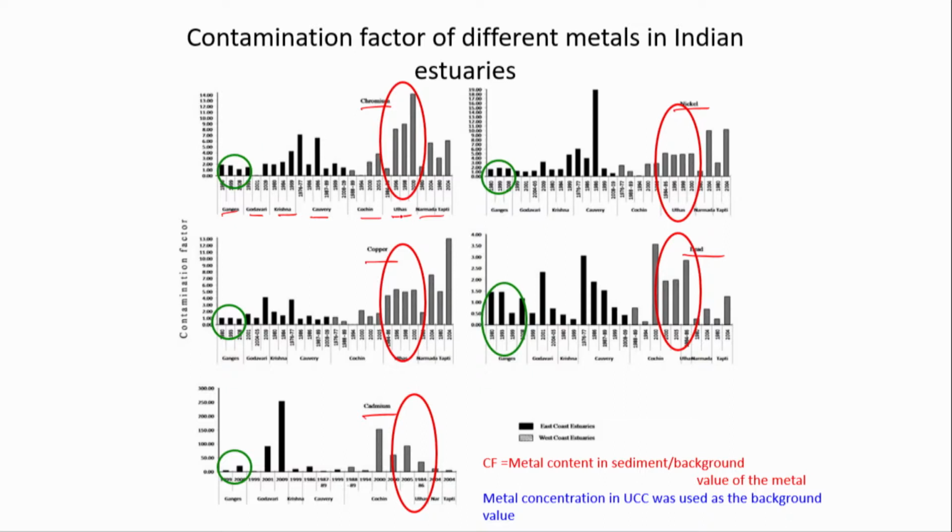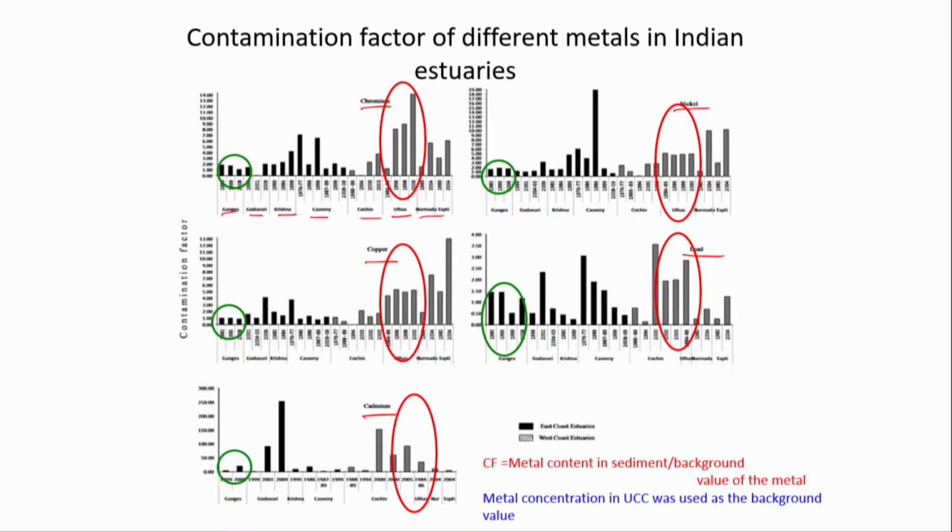But if you look at Ulhas estuary, which is very close to Mumbai, the contamination factor for these metals is very high. That means the sediments in Ulhas estuary are much more polluted than the sediments from the Ganges. The black ones are East Coast estuaries, sediments collected from the East Coast, and the brown ones are from the West Coast. You can see the contamination factor of metals in the West Coast is relatively more.